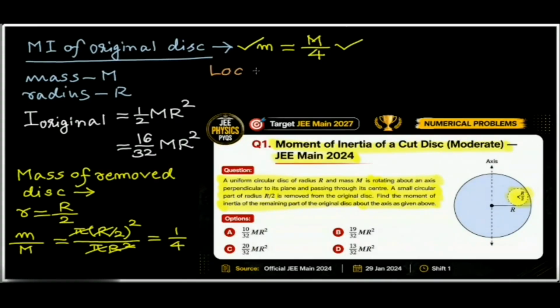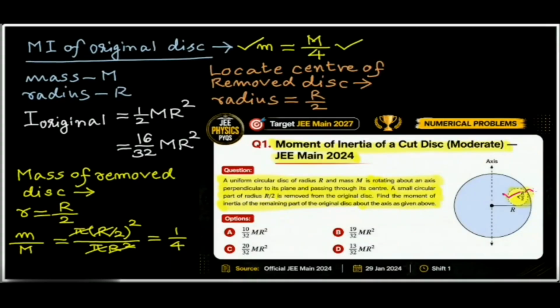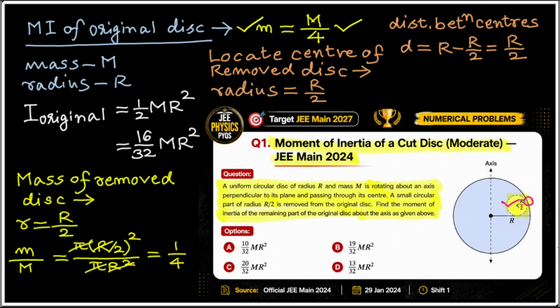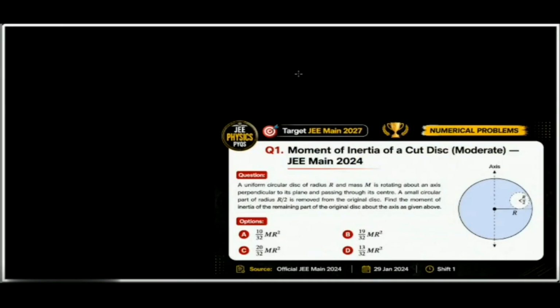Next, locate the center of the removed disk. From the diagram, the small disk of radius r by 2 shown here is tangent to the outer boundary. Therefore, the distance between the centers is d equals r minus r by 2. Next, we find the moment of inertia of the removed disk.